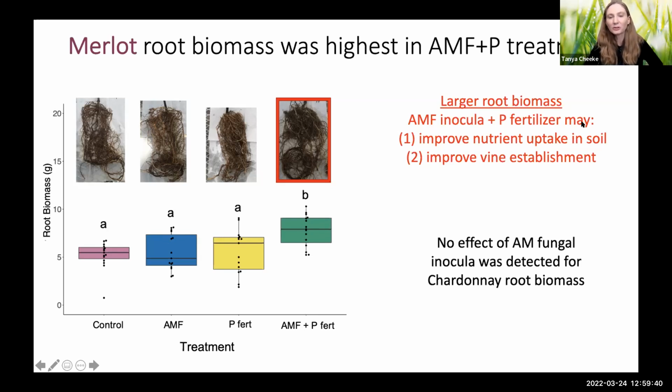And so this could be important because it could help improve nutrient uptake in the soil if you have a bigger root biomass. And it could also maybe be helpful for improving vine establishment if you're interested in having a bigger root system. And when we saw this result, and I'll talk about this a little bit later, this has also been seen in other studies where a combination of mycorrhizal inoculant plus commercial fertilizer can lead to higher root biomass in several different plant species. So I thought that was pretty interesting. And then in Chardonnay, we again didn't see any effect of the mycorrhizal inocula on root biomass.